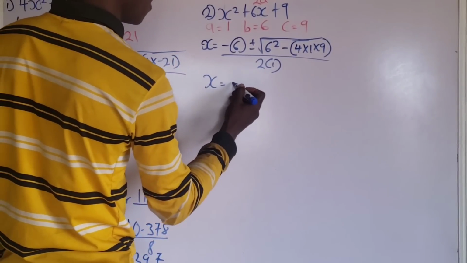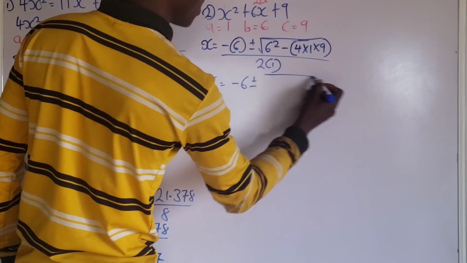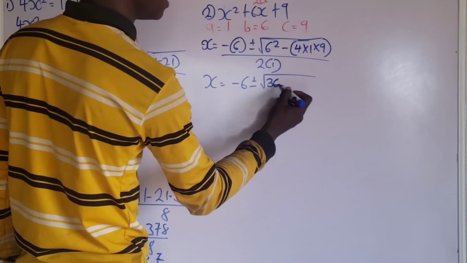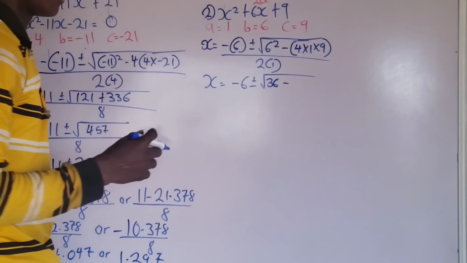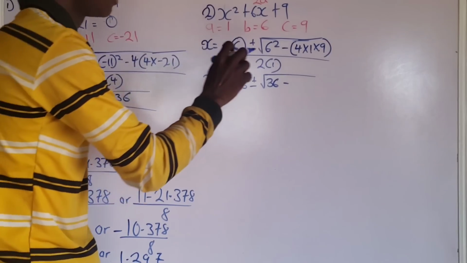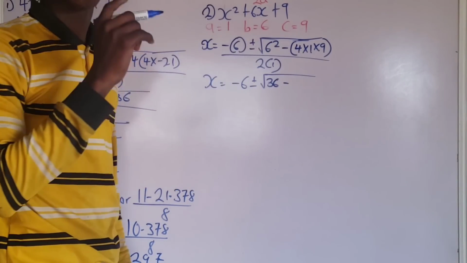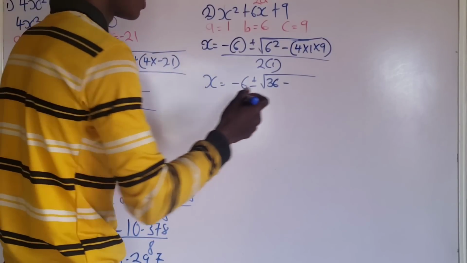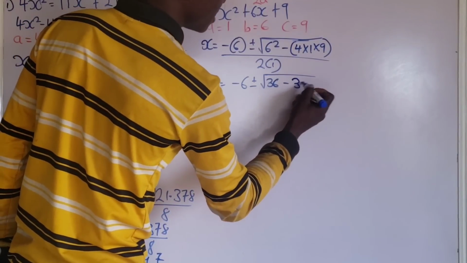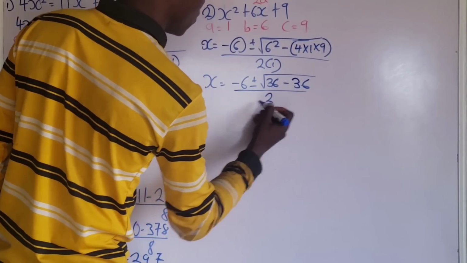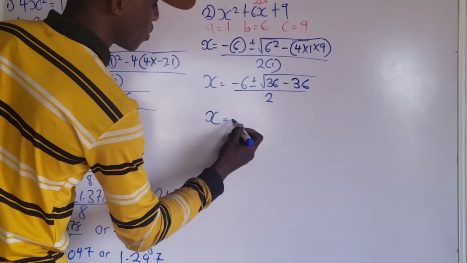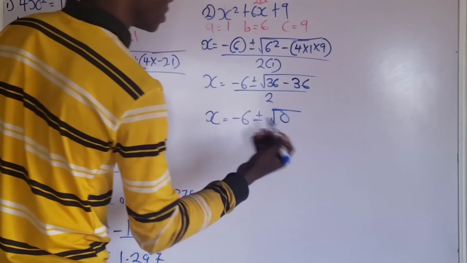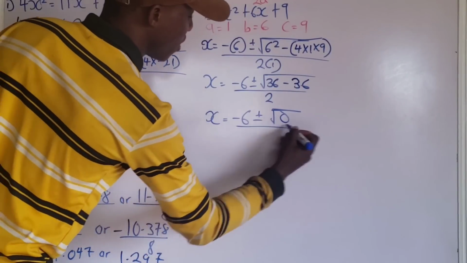X is equals to minus 6 plus or minus square root of b squared. 6 squared is what? 36. So I'm going to have 36 minus. Now, I want you to pay attention. 4 multiplied by 1 is 4. 4 multiplied by 9 is 36. Are you paying attention? So I'm going to have minus 36 all over 2. Okay? So here I'm going to have x is equals to minus 6 plus or minus square root of 0. Square root of 0 is 0, all over 2.